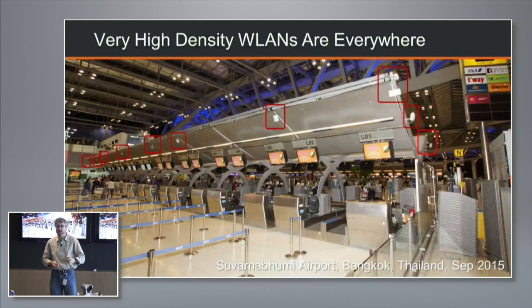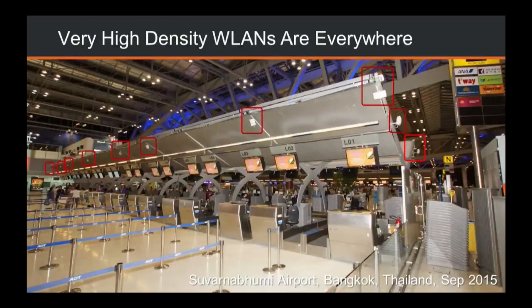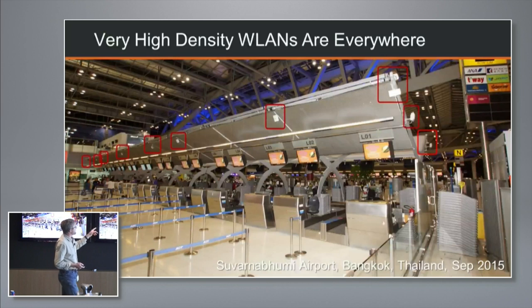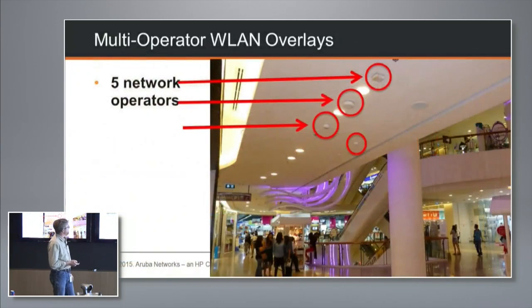Okay, so as I said a minute ago, high-density networks are not just stadiums, it's everywhere. It's airports, convention centers, malls, you name it. So I was in Bangkok 2 weeks ago, and this is the check-in counter. Maybe you've been there. So there are 20 APs around each of these departure check-in stations, and every queue has its own access point. There are 5 operators in Thailand, and every one of them offers public Wi-Fi service. So there are actually 5 different SSIDs on the air here, and there's over 300 access points in this departure area.